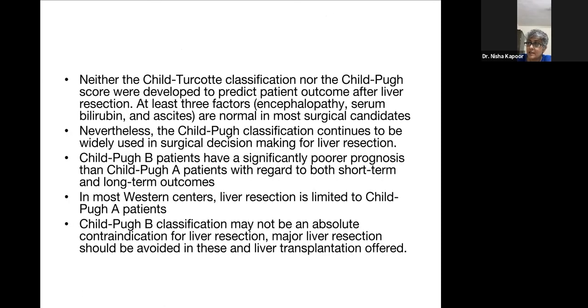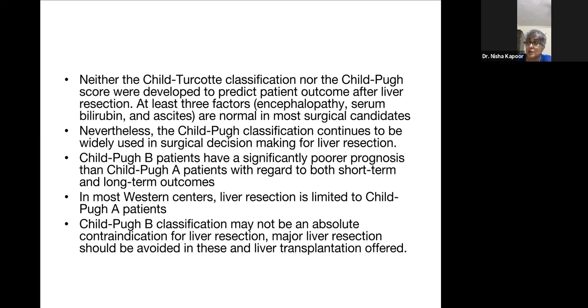Now, neither this nor the Child-Pugh score were developed to predict patient outcome after liver resection. And at least 3 factors, encephalopathy, bilirubin, and ascites, are going to be normal in most of our patients who undergo resection for HCC. Hence, the CTP score is really not of great value when it comes to resection for HCC.